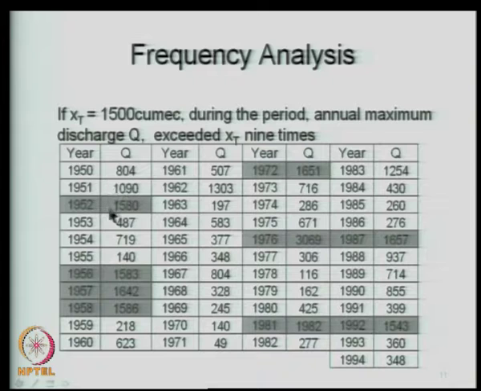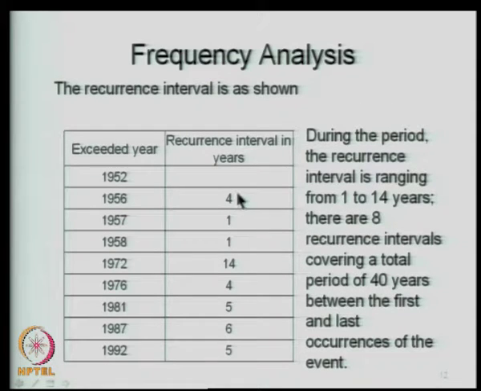That means, in 1952 it occurred once. When did it occur next? It occurred next in 1956. So, there is a lapse of 4 years there. When did it occur next? It occurred in 57. So, there is a lapse of 1 year there, again a lapse of 1 year. So, this event of X being greater than or equal to 1500 had a recurrence interval of 4 years here, 1 year here, 1 year here, and then it again occurred in 61. So, 3 years and so on. So, this is what we count here.